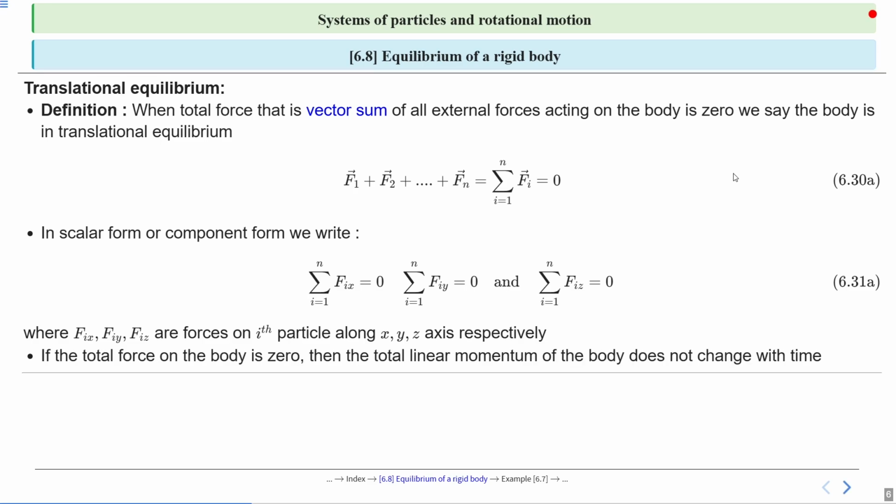So if the total force on the body is 0, then the total linear momentum of the body does not change with time. Okay, so this is the conservation of linear momentum.